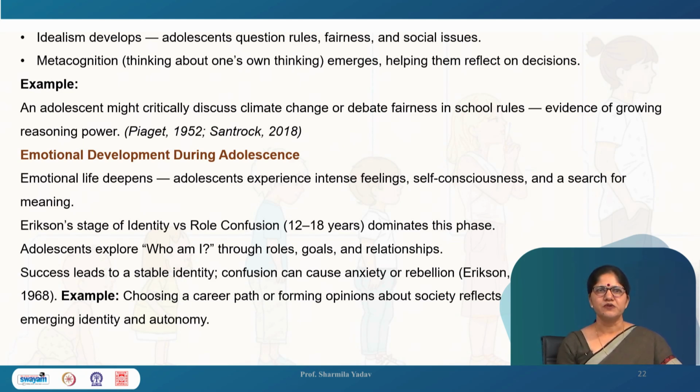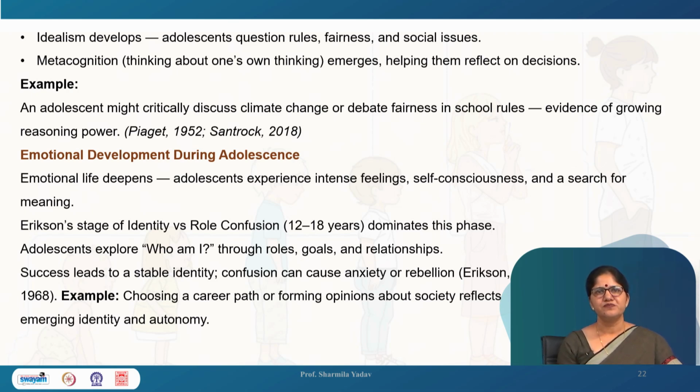Let's take an example. An adolescent might critically discuss climate change or debate fairness in school rules. Evidence of growing reasoning power. Now let's see emotional development during adolescence.